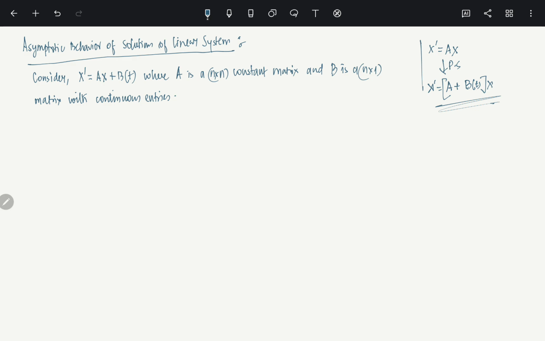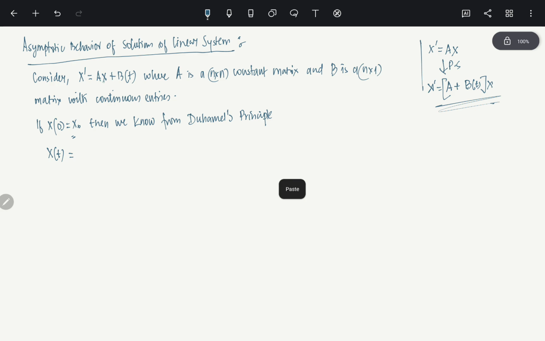Now for this assumption, if x at the point 0 is x naught, then we know from Duhamel's principle, or variation of parameters, I hope you remember. What we know is that the unique solution x of t which passes through this point will look like this: the fundamental matrix times c. In this case, the fundamental matrix is e to the power At times x naught.